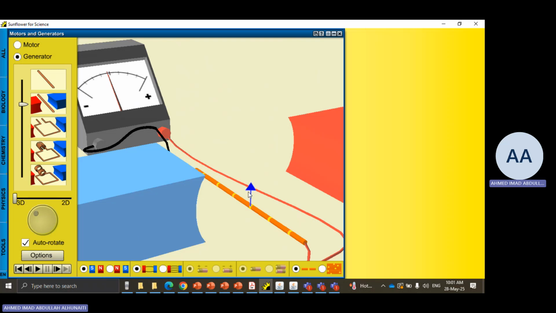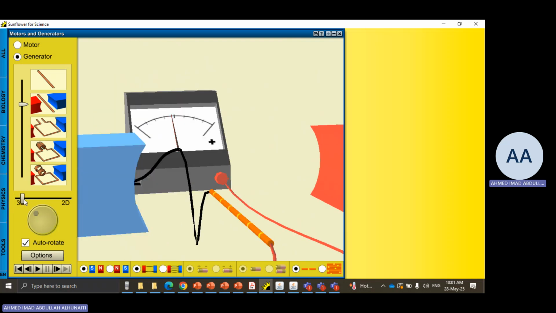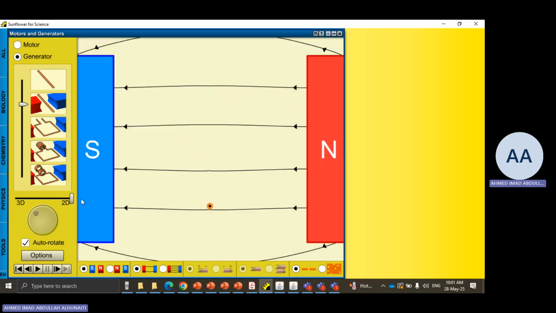We know that the magnetic field is from north to south, and we know that the motion of the wire is upwards. So what would the direction of the current be? We can take this from a 2D perspective. So the magnetic field is from right to left. The motion is from down upwards.